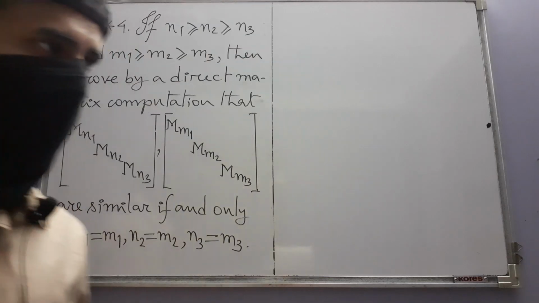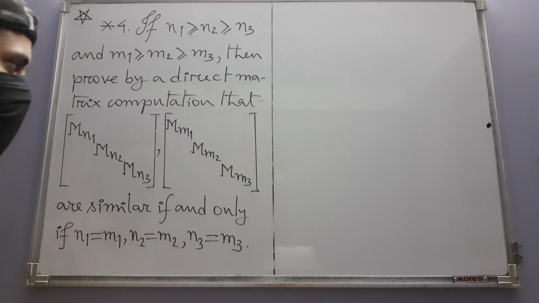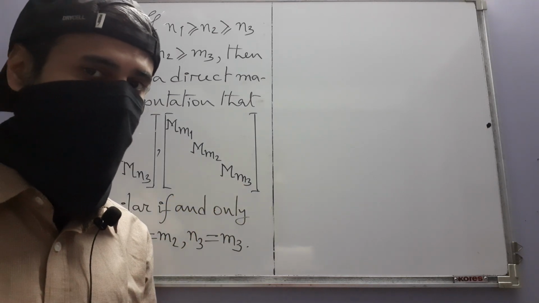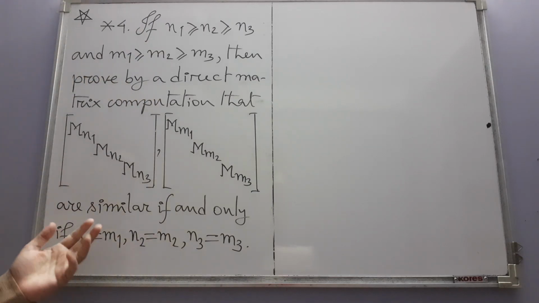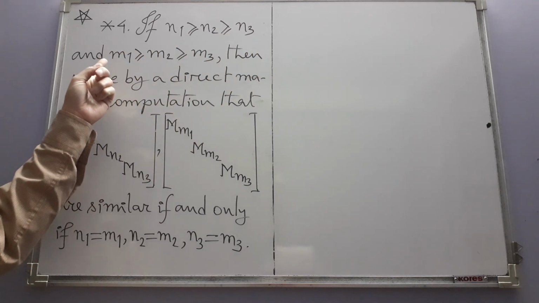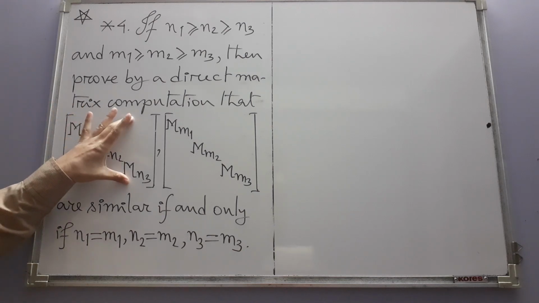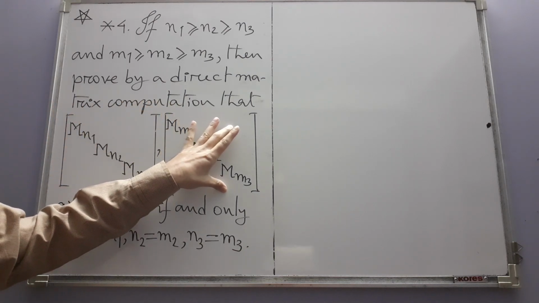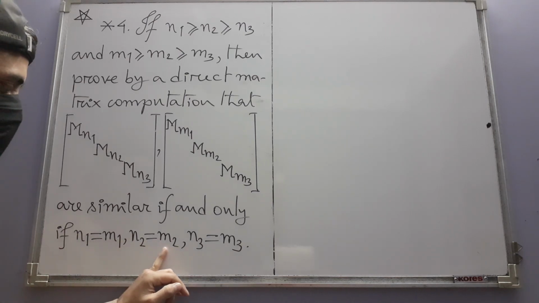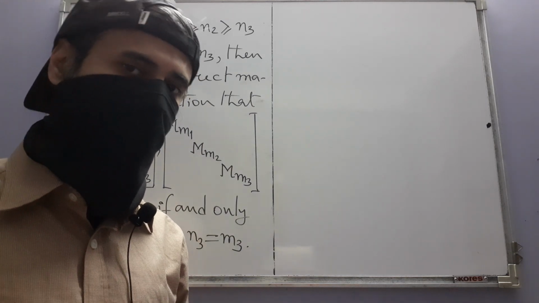This fourth one is similar to the third exercise, which we solved in the previous linear algebra video. The only difference is that there are now 3 diagonal blocks instead of 2. So it's similar. We have these positive integers n1, n2 and n3 in this fashion, and so are m1, m2 and m3. Then this block diagonal matrix is similar to this block diagonal matrix if and only if n1 and m1 are the same, n2 and m2 are the same, and n3 and m3 are the same. So let's see the solution, and the solution is also similar.